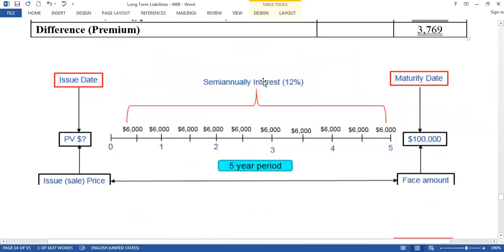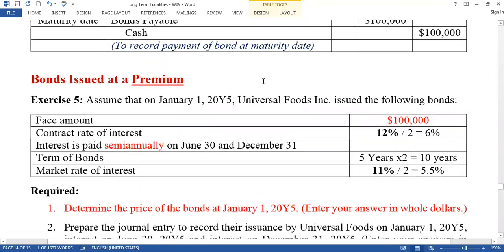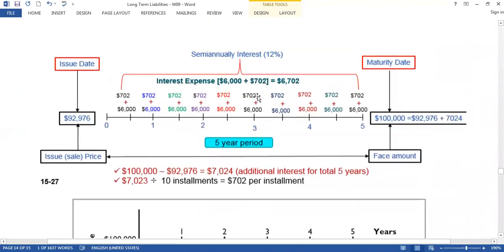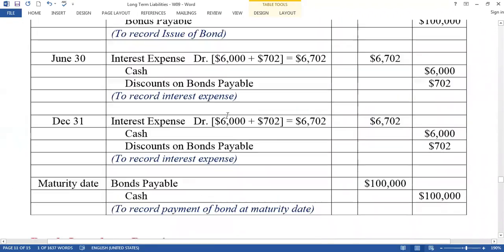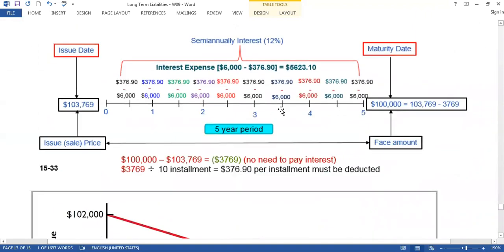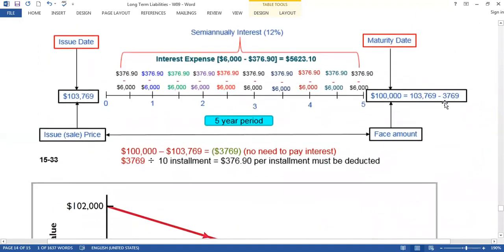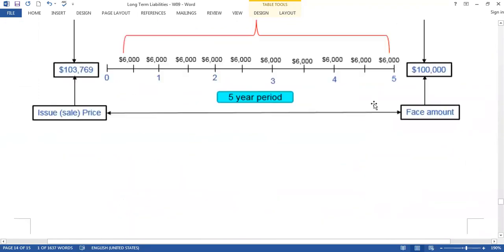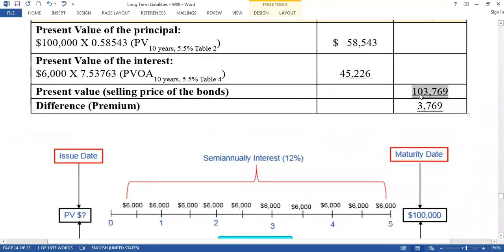So in the previous example, it will increase your interest expense, right? But here, this money you no need to pay, so it will decrease your interest expense. Yes, so this is a premium bond. So premium is here. This money you no need to pay in future.